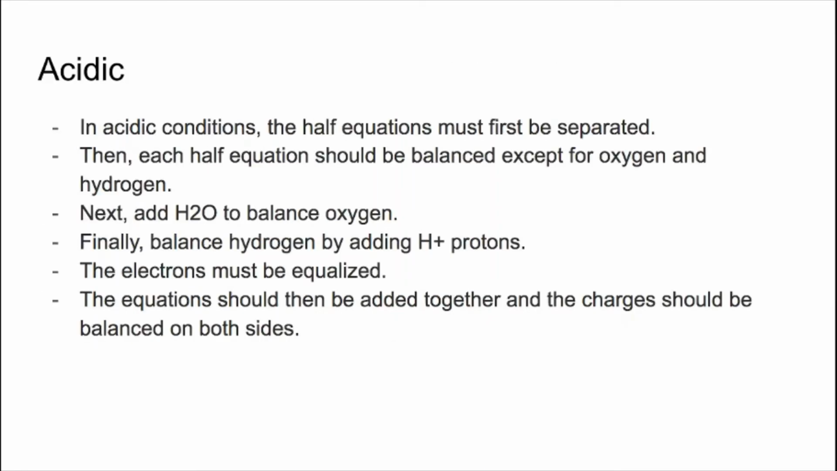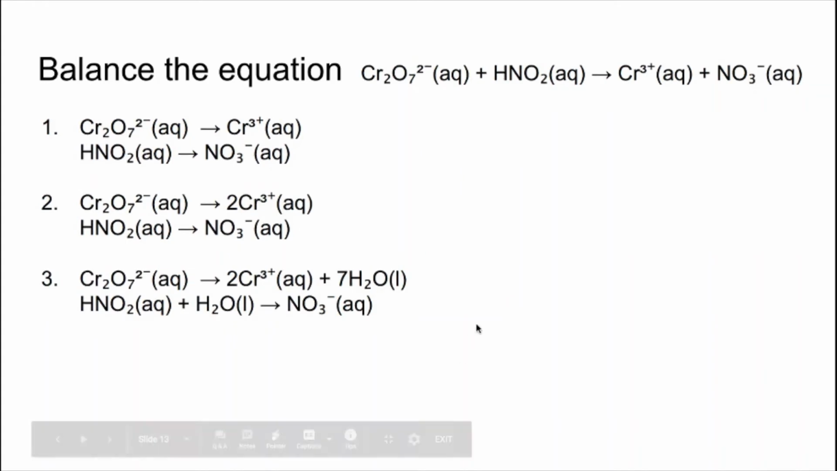In acidic conditions, the half equations must first be separated. Then each half equation should be balanced except for oxygen and hydrogen. Next, add water to balance oxygen. Next, balance hydrogen by adding H+ protons. The electrons should be equalized, and the equations should then be added together and the charges should be balanced on both sides. Here's an example.